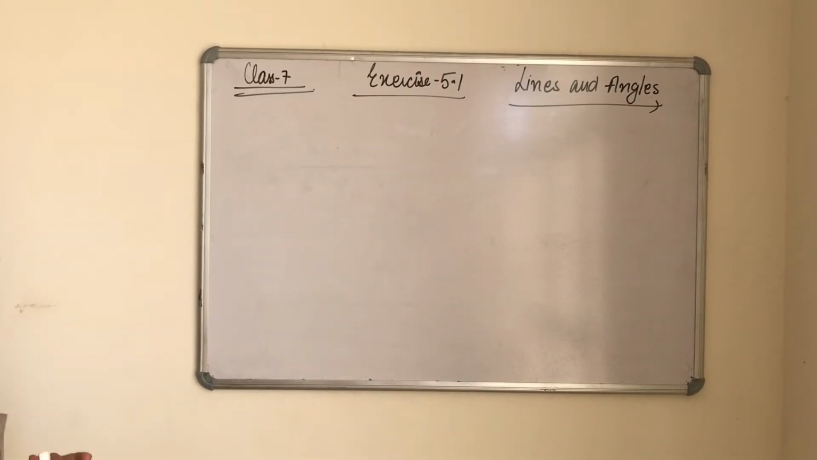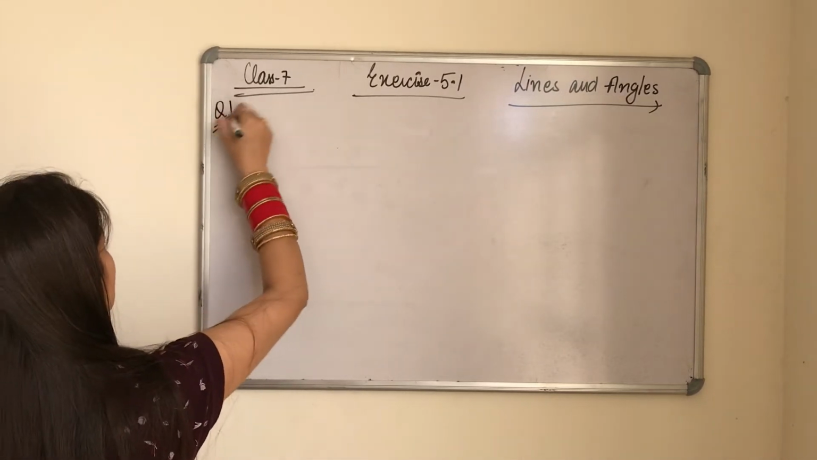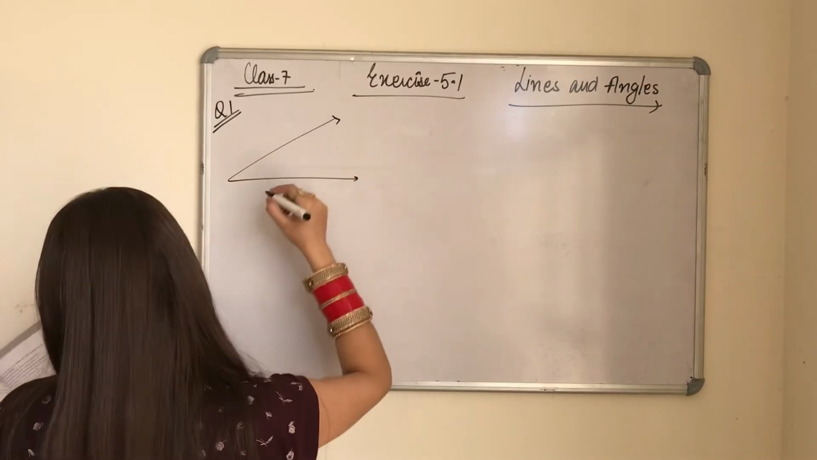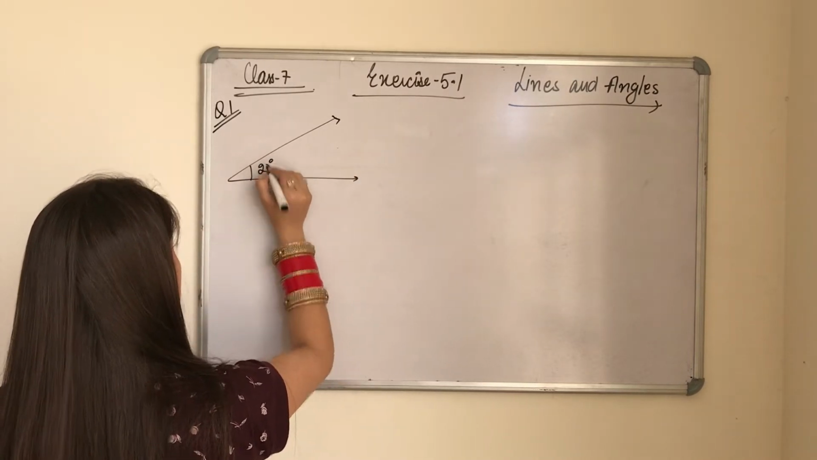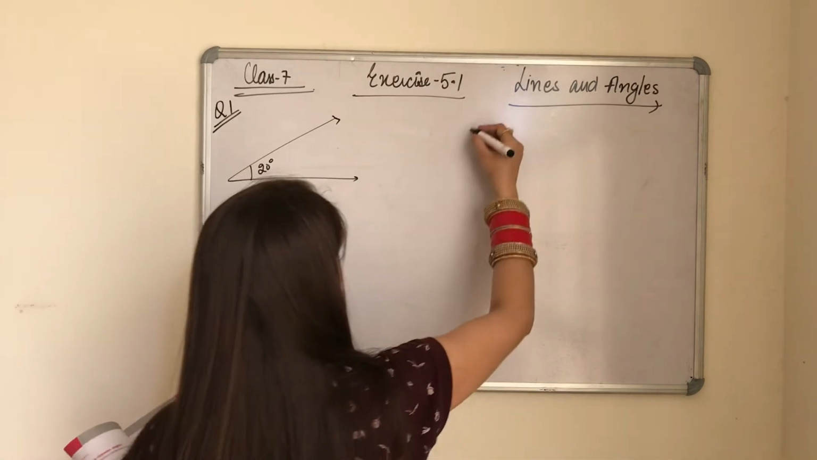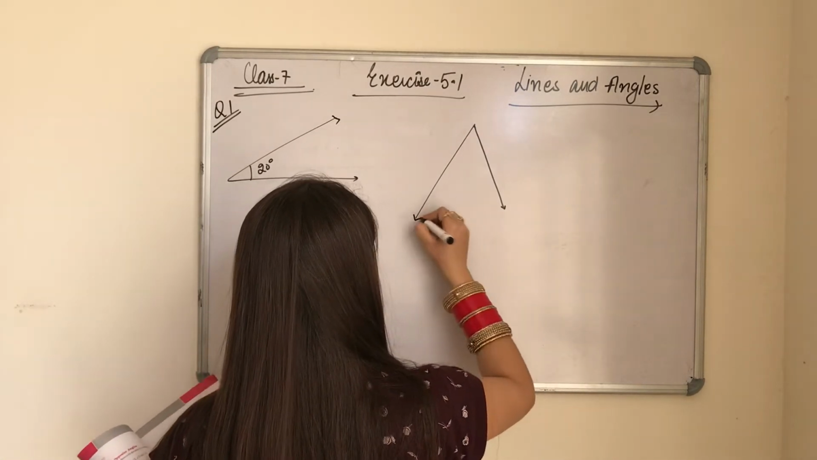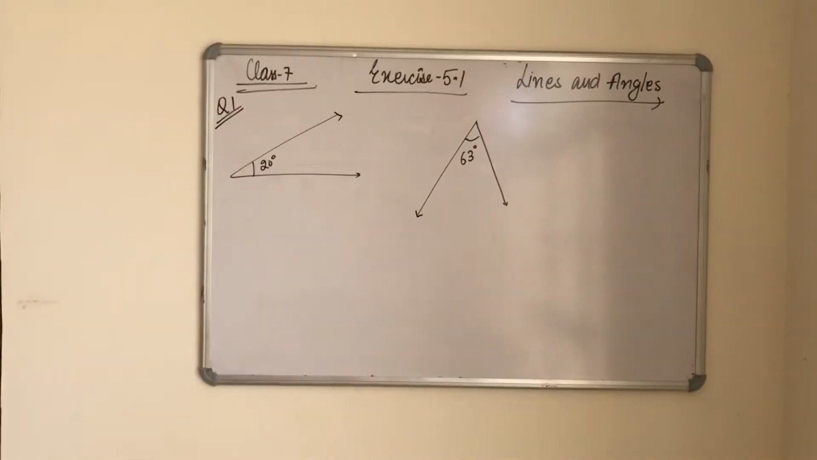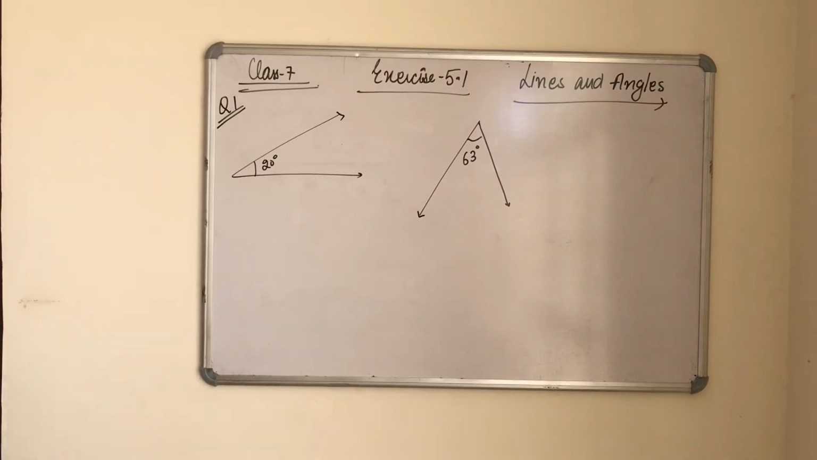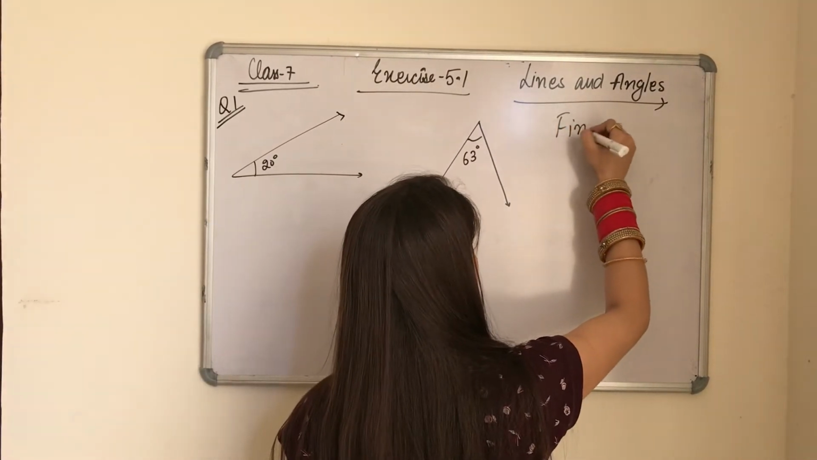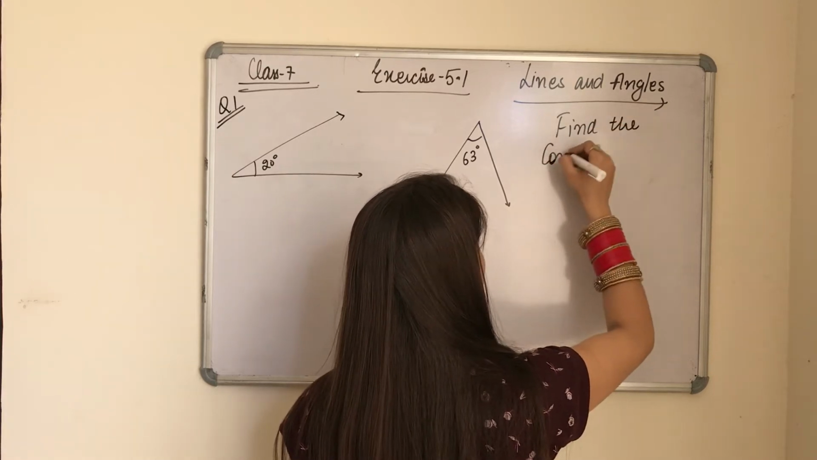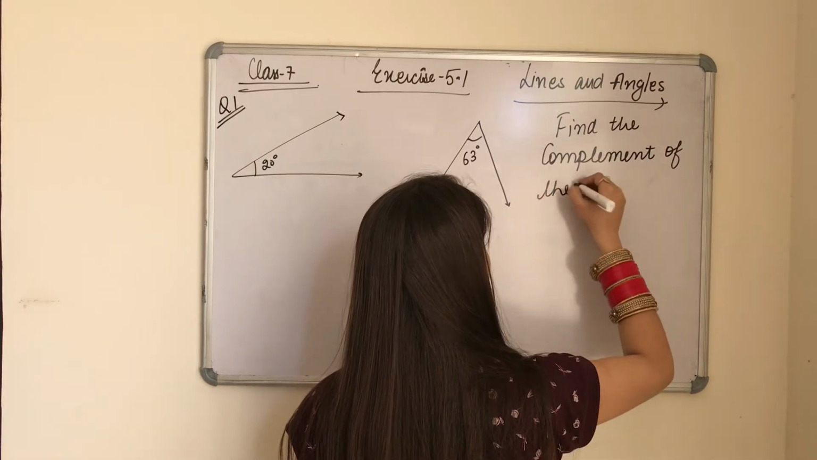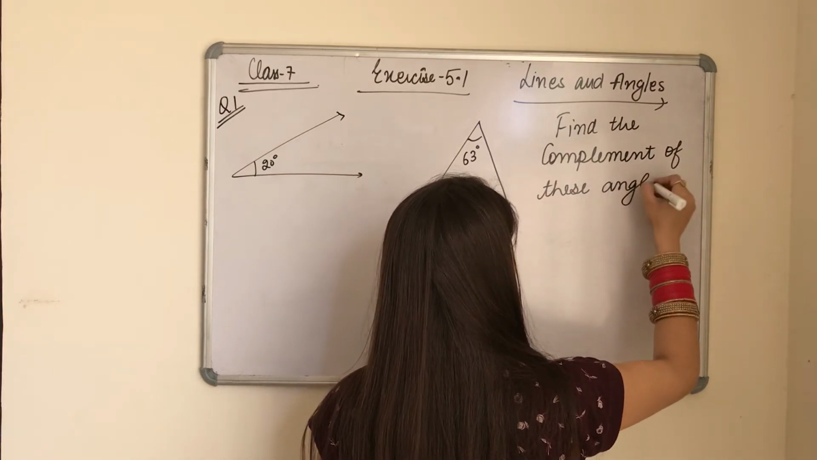Our first question is question number 1 of exercise 5.1. It is 20 degrees. They are saying find the complement of these angles.